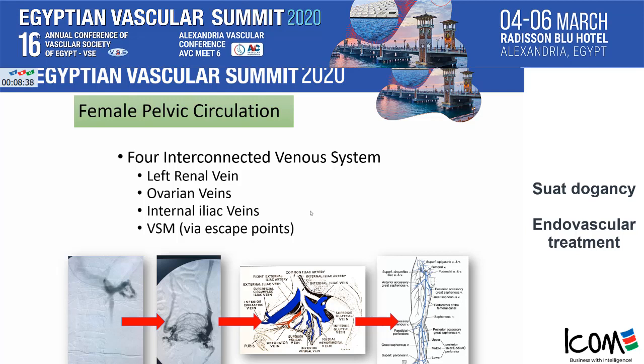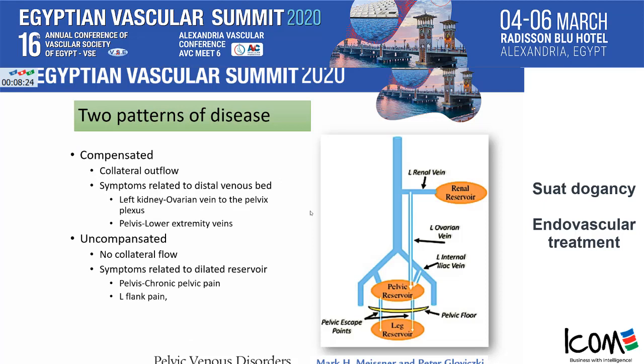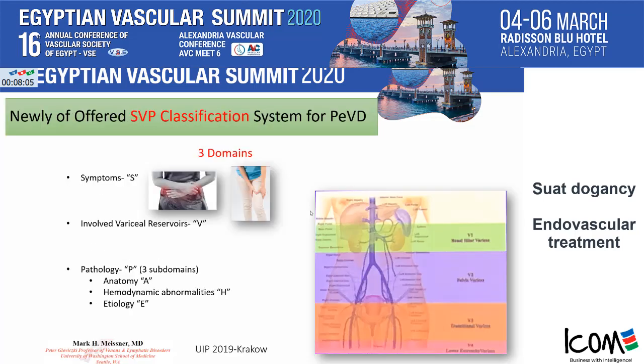It starts from the left renal vein and goes to the lower extremity veins via escape points. There are two important reservoirs in the abdomen and pelvis, the pelvic and the renal hilar plexus. These are really important. We have two patterns of disease, described as compensated or uncompensated. Who decides this? The most important is the existence of collateral flow. If there is collateral flow, it is compensated, and if there is not, it is accepted as uncompensated.